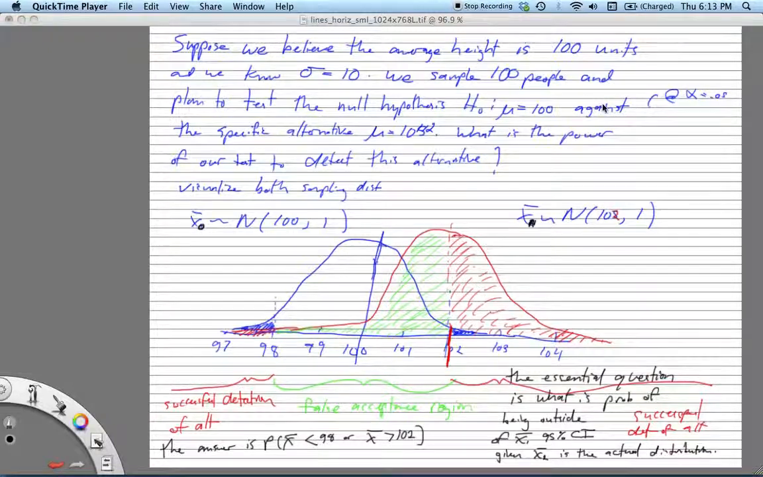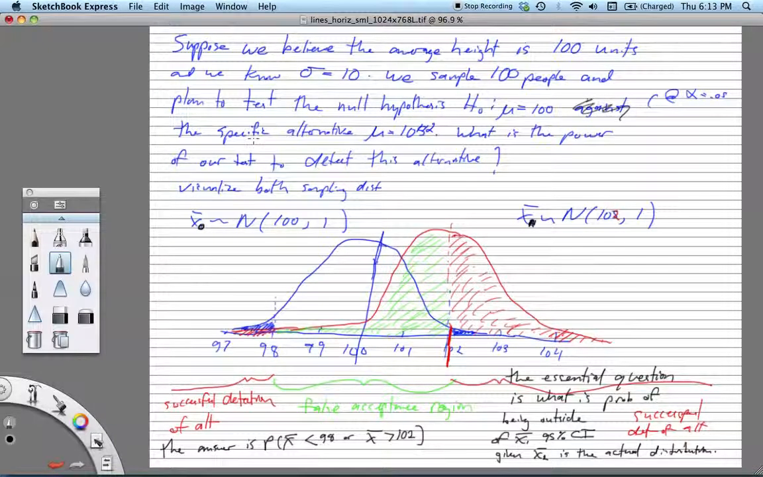Okay, so maybe I don't even need this here. But suppose that in reality the mean height is actually 102. So the question is, what is the power of our test to detect this alternative?